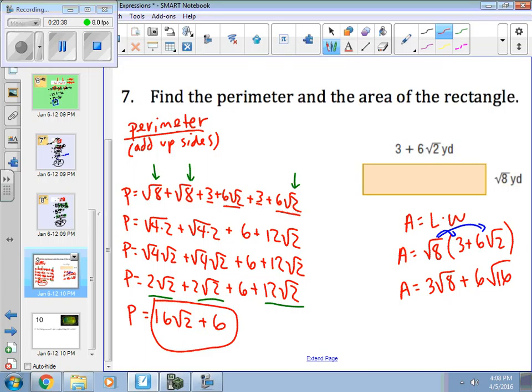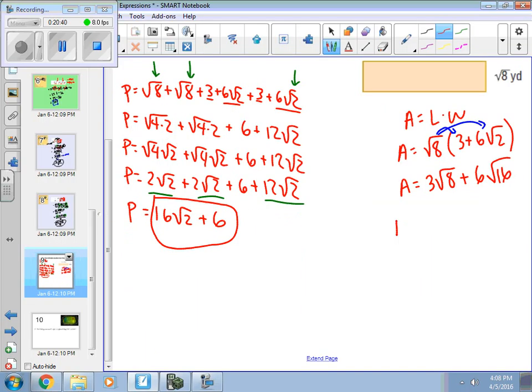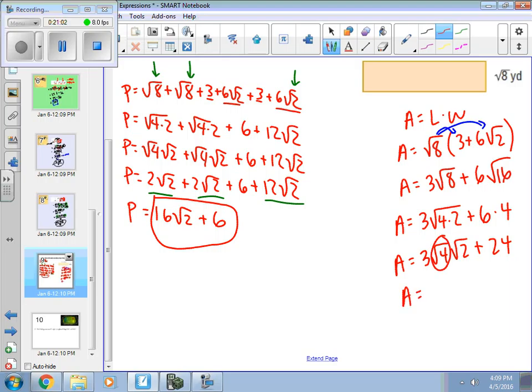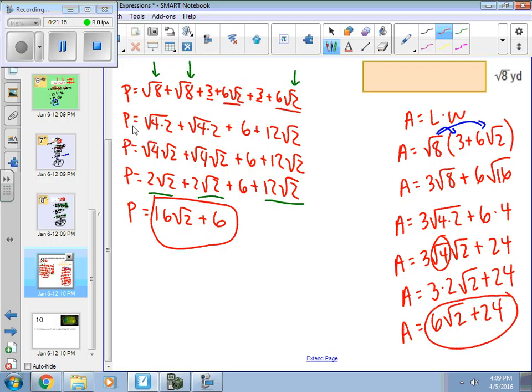Now we want to look, do either of those simplify? Yeah, in fact, they both do. There's a perfect square in both. Here it'd be 4 and 2. And then actually 16 itself is a perfect square. Square root of 16 is 4. Simplifying further then, 6 times 4 is 24. Our perfect square here of 4 equals 2. And so it looks like the final answer on this one's going to be 6 square roots of 2 plus 24. That would be the simplified answer you'd see on the ACT.